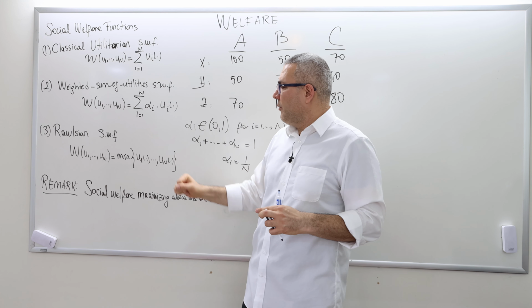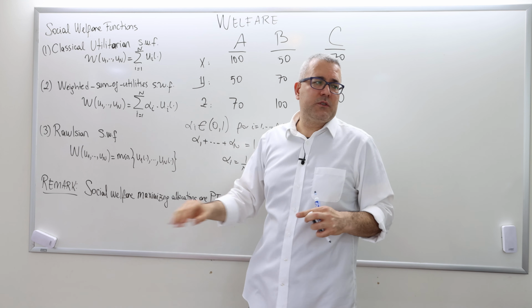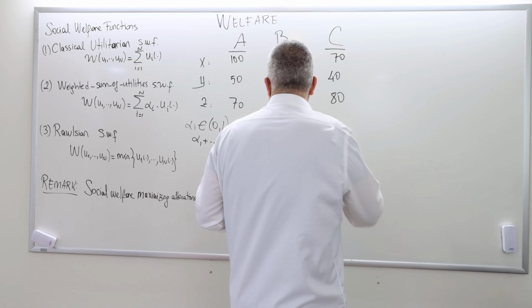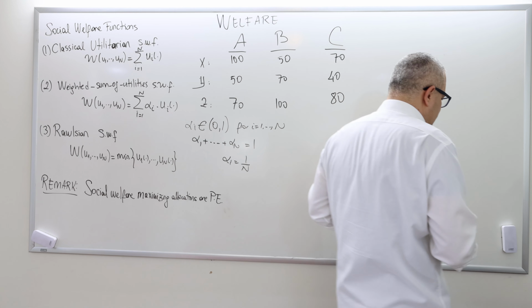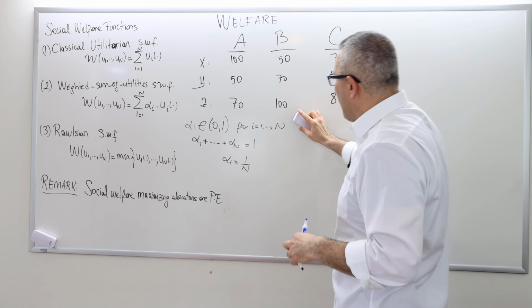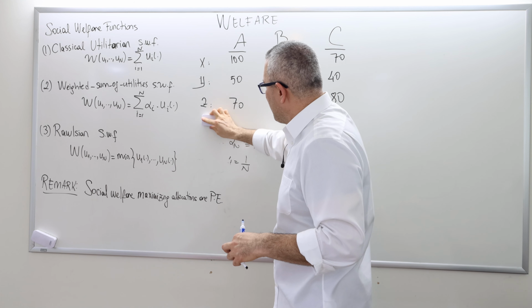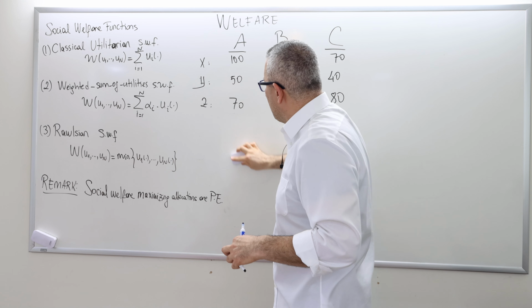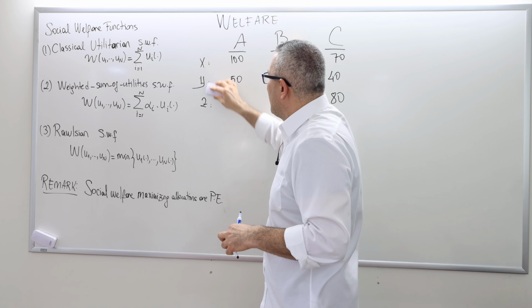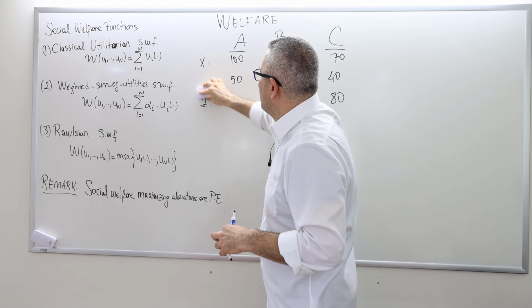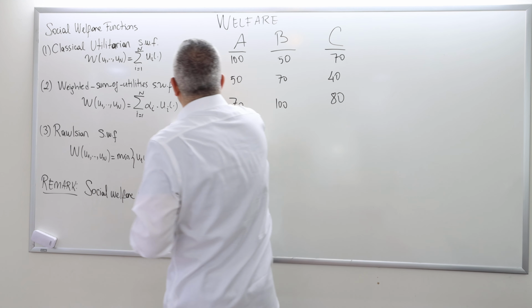All right? Okay, so let's apply those social welfare functions on this simple example that I just wrote. I have 3 agents. I call them A, B, and C. I have 3 alternatives, X, Y, and Z. All right?